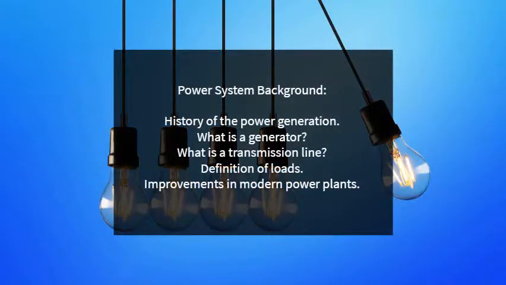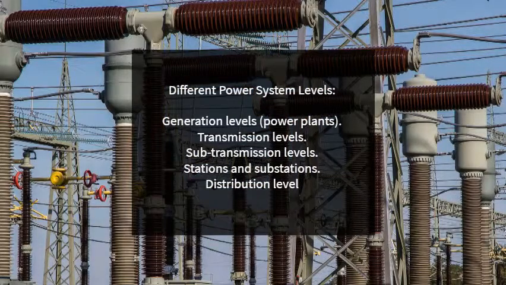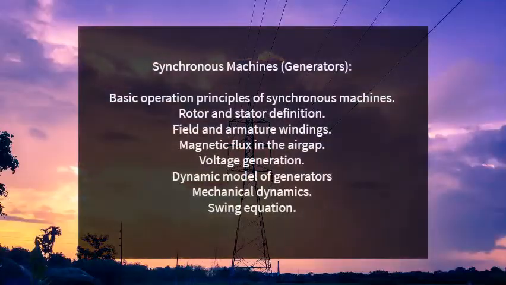Power system background. History of power generation. What is a generator? What is a transmission line? Definition of loads. Improvements in modern power plants. Different power system levels. Generation levels, power plants. Transmission levels. Sub-transmission levels. Stations and substations. Distribution level.